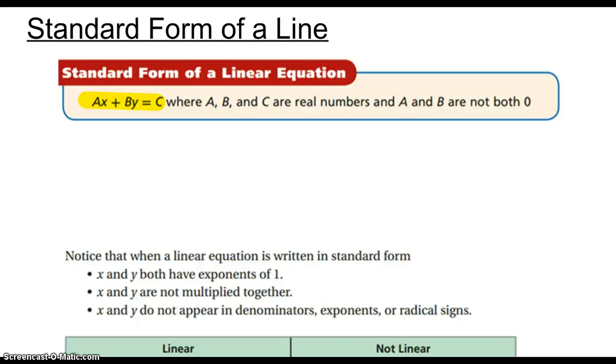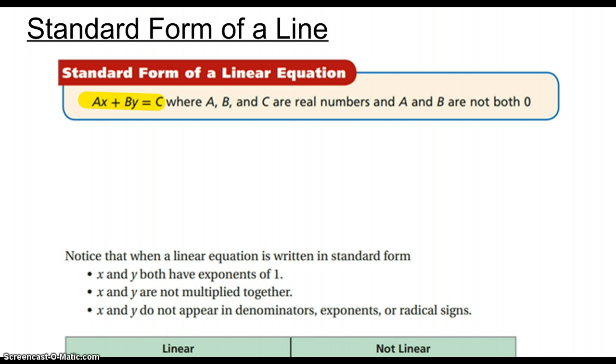The second part of our lesson today is standard form of a line. And we're going to talk about three main forms of a linear equation, and this is one of them. It's the most picky out of the three, as you'll see here in Chapter 5. That's why it's nice to introduce this one first, because it has some rules that go along with it.